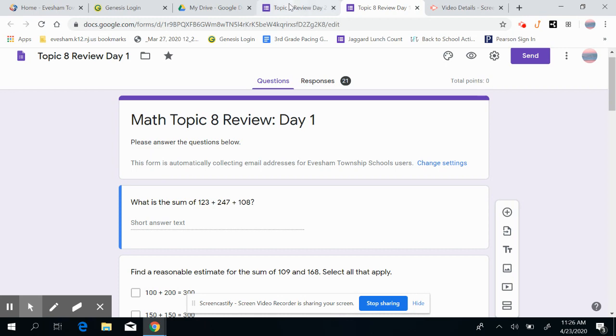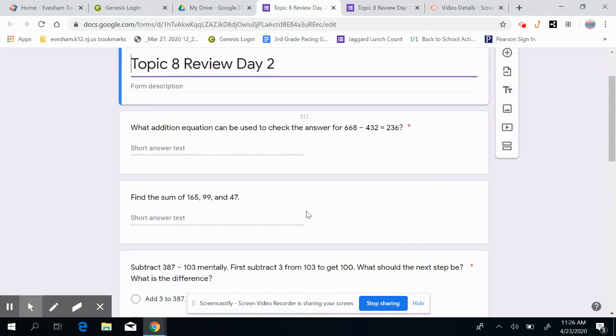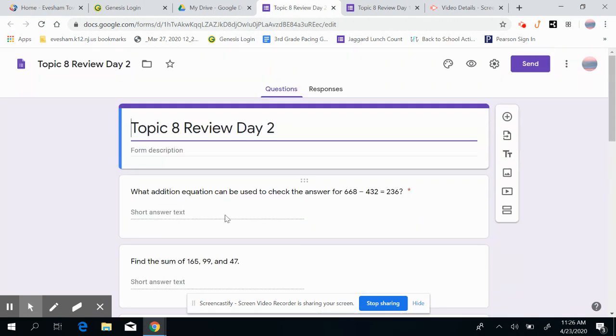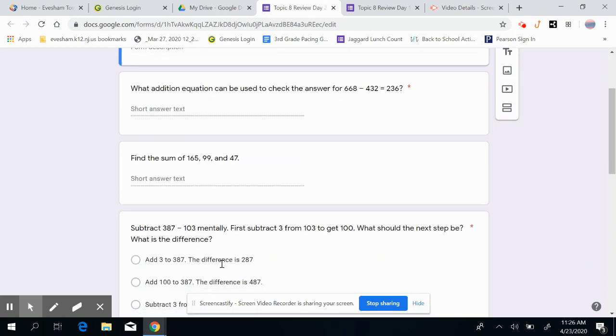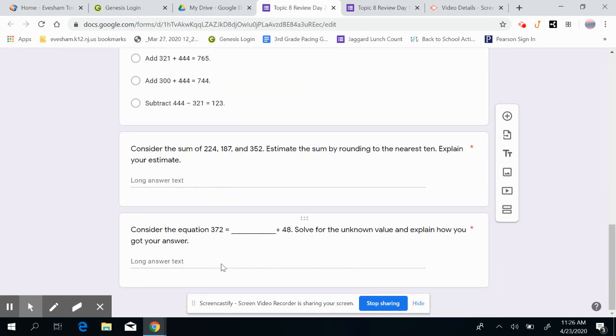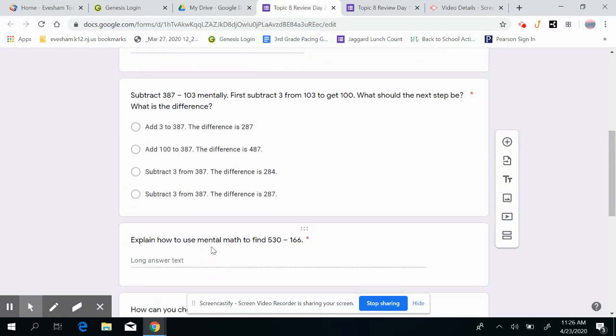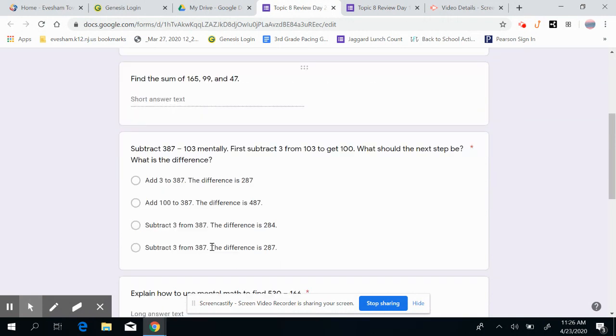All right, so today you guys are going to complete the topic 8 review, which is here. If you notice, this one says find the sum of these three numbers. Am I estimating there? Hopefully you said no. It doesn't tell me to estimate, right? It just says find the sum. And what does sum mean? It means to add, okay? So you will be adding. And if you look down here, it says estimate. So this is where you have to estimate each number and then add. So be careful. Read each question carefully. Make sure you're doing what they're asking you to do.